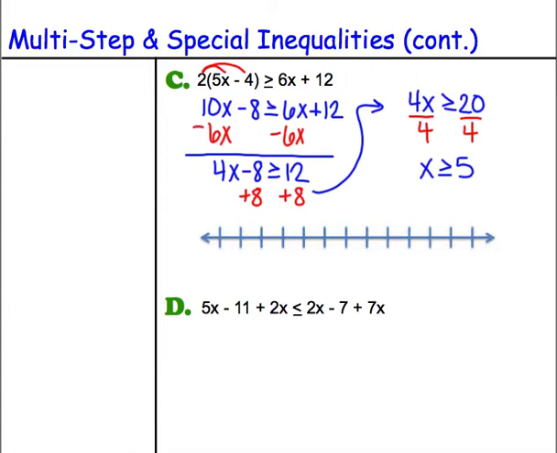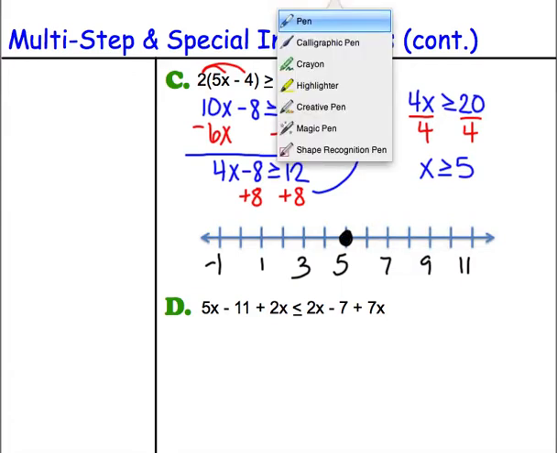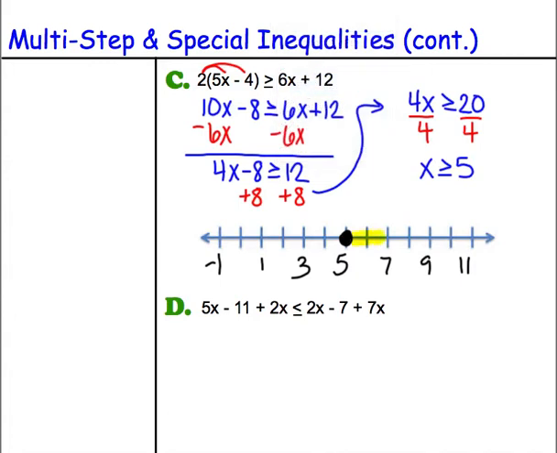So when I go ahead and graph this, put 5 here, 7, 9, 11, 3, 1, -1. I can put a closed circle because it is greater than or equal to, and it is greater than or equal to, so I'm going to go ahead and say to the right.